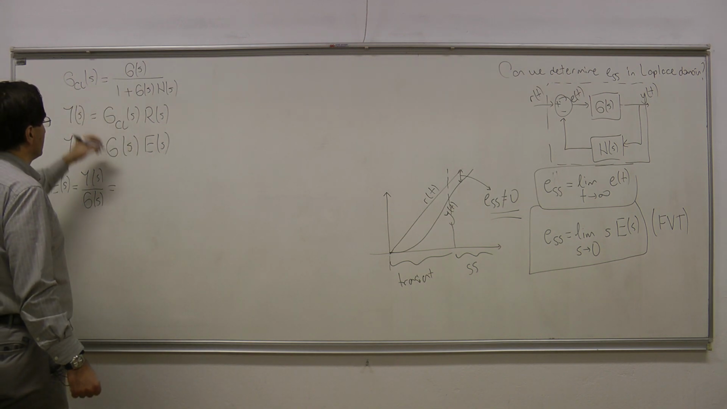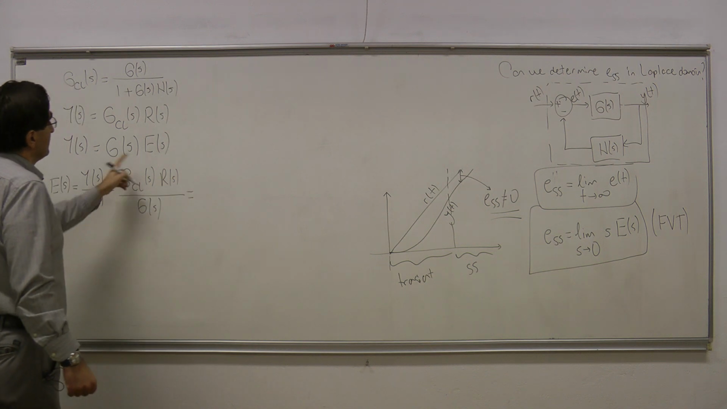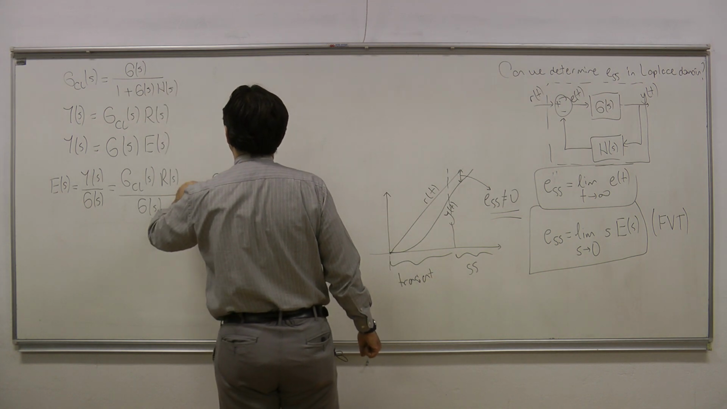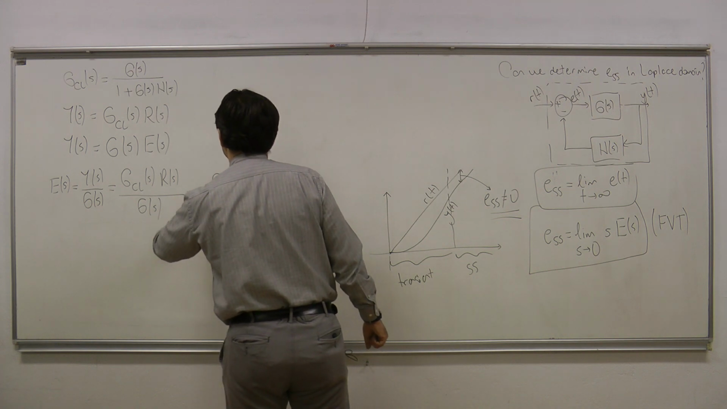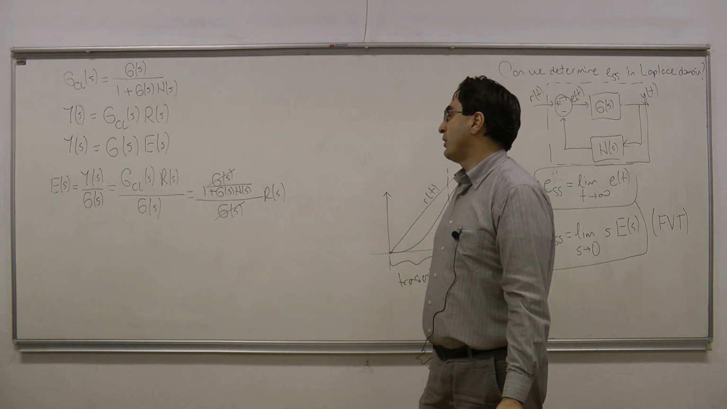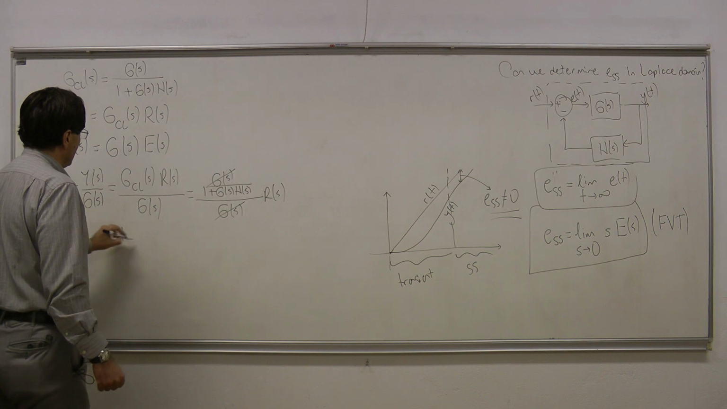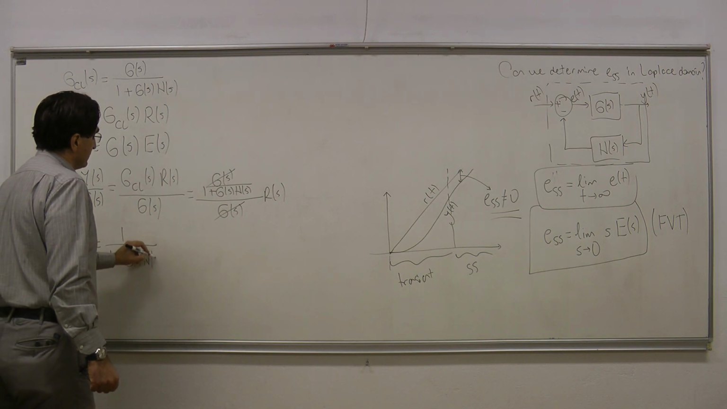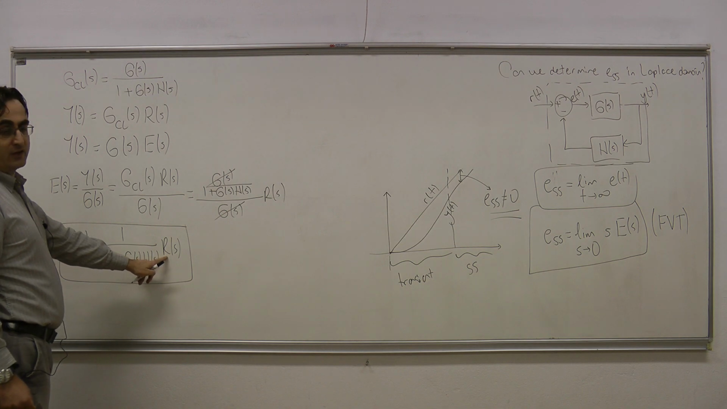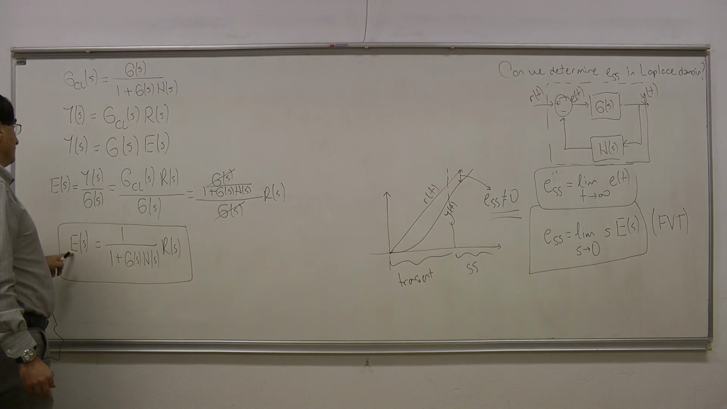And if I use the first equation here, G closed loop(s) R(s) divided by G(s), and if I write the G closed loop(s) here, I would get G(s) over 1 plus G(s)H(s), divided by G(s), times R(s). When I cancel these G(s)'s, I get the equation that I'm looking for. Okay? So this gives me E(s) is equal to 1 over 1 plus G(s)H(s) times R(s). This is the relationship between the reference input, which can be unit step, unit ramp, etc., and the error signal E(s).